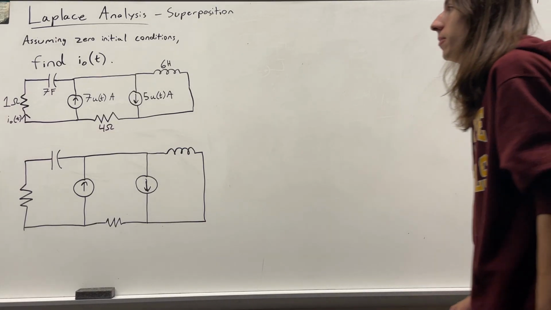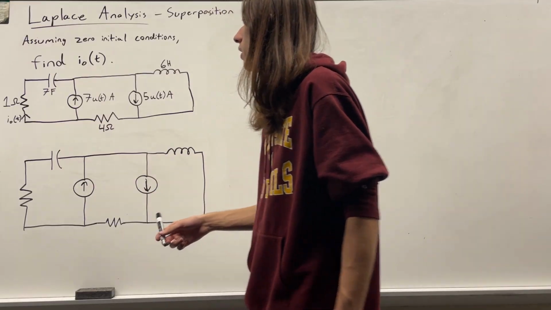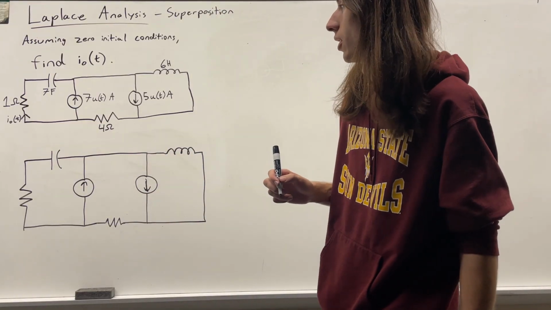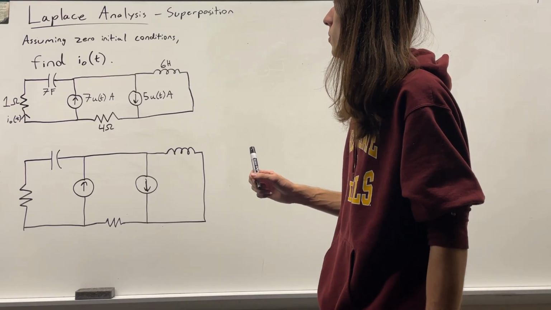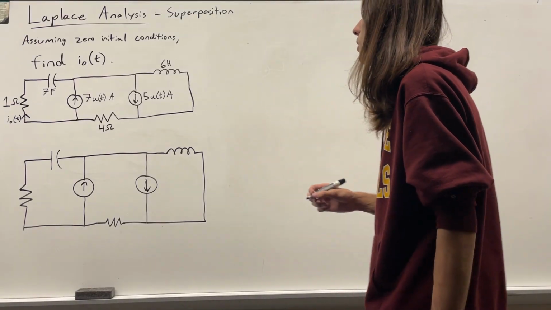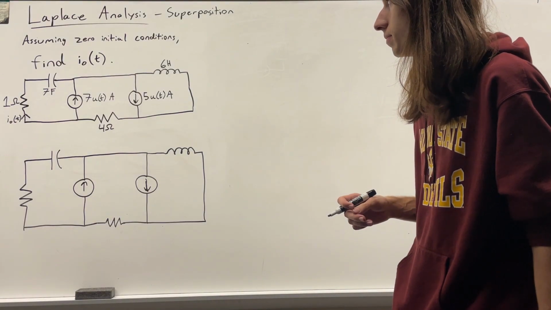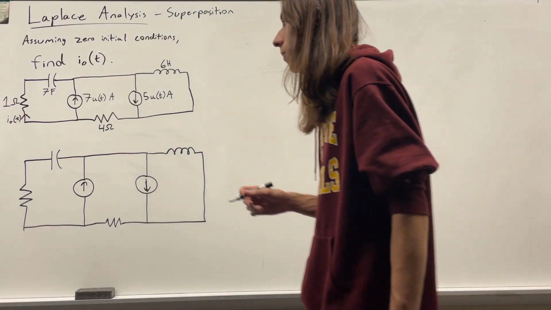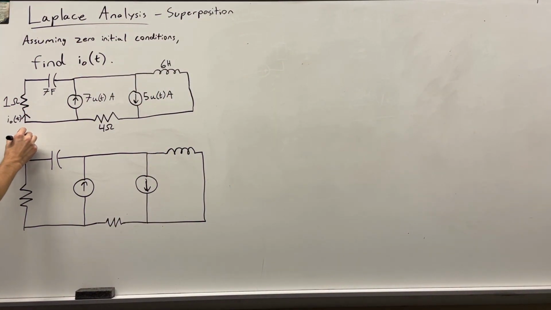So now for this circuit, we have to find I naught of t, and this circuit has two current sources, a 7 amp step input and a 5 amp step input. So in order to analyze this circuit, we're going to use superposition. So the first thing we have to do is convert the circuit into the Laplace domain.